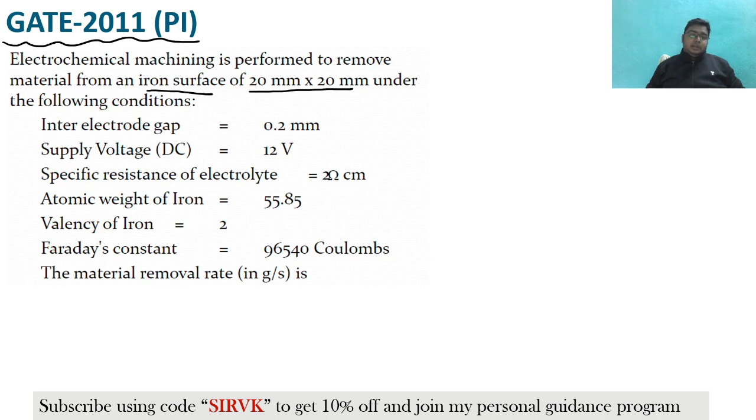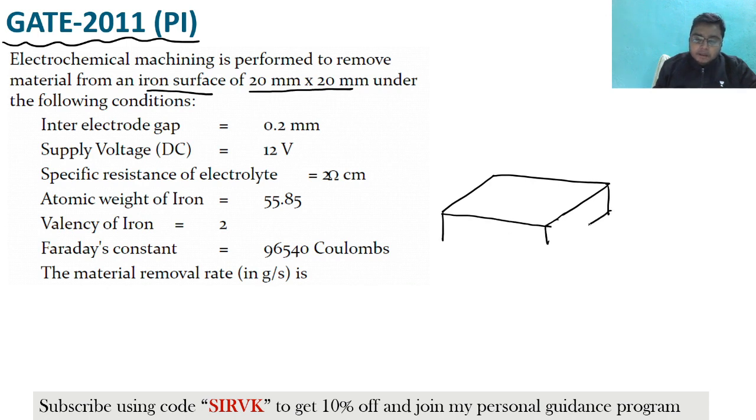So you have to make this kind of cavity. The inter-electrode gap is given as 0.2 mm. Suppose you have to make a cavity in a workpiece. This is your workpiece, and in this workpiece you want to make a cavity of 20 cross 20. Fine, that's not a problem at all. We can handle this 20 cross 20 cavity.